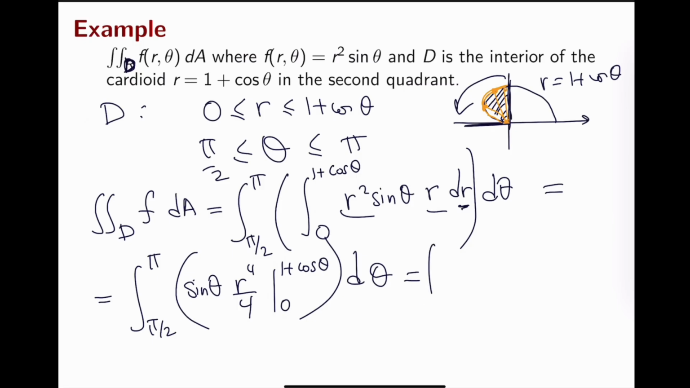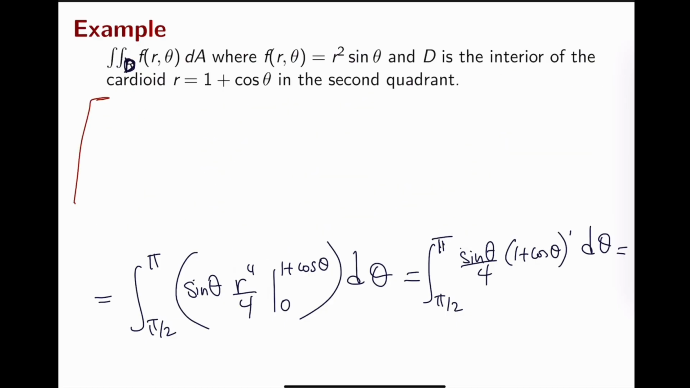Okay, so I'm going to do this evaluation first. So that will be the integral from pi half to pi, and now the evaluation here is going to be sine theta over 4, that's constant, and now I'm going to evaluate r to the 4, so that will be 1 plus cosine theta to the 4th power minus 0. So this is the function that now we have to integrate in theta.